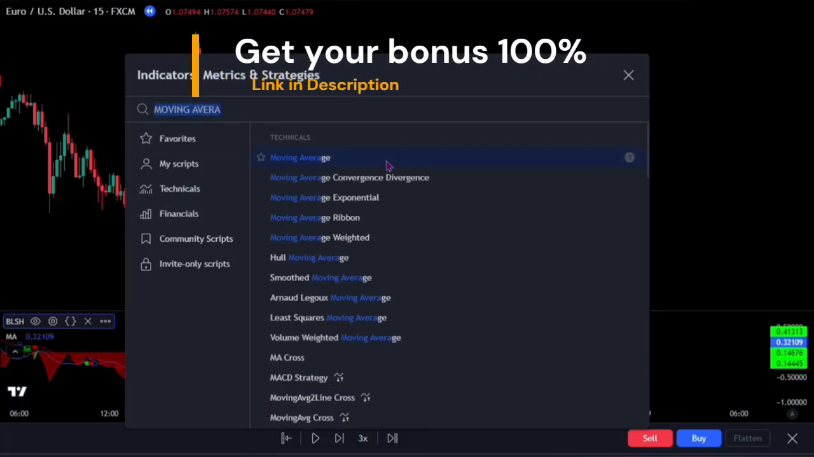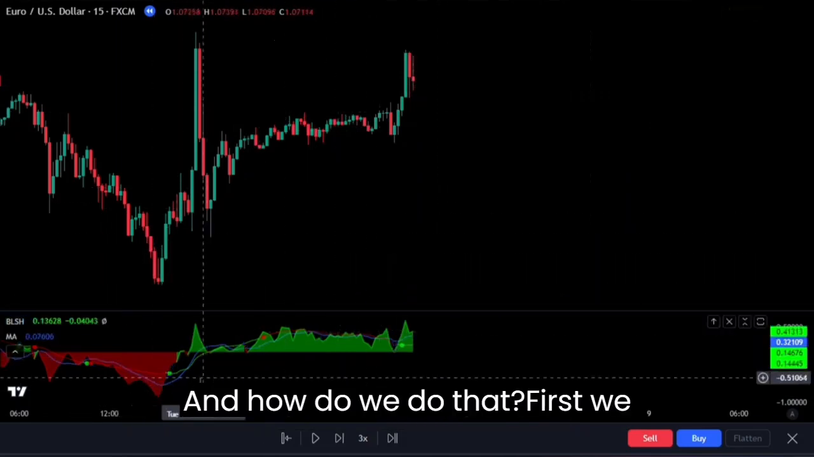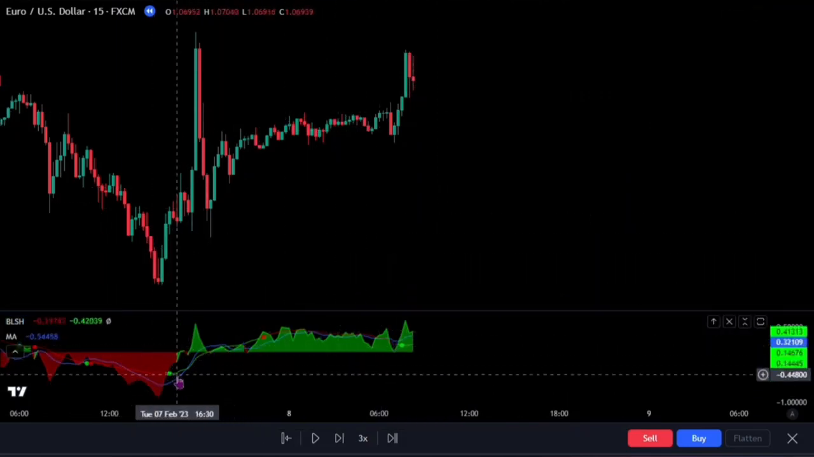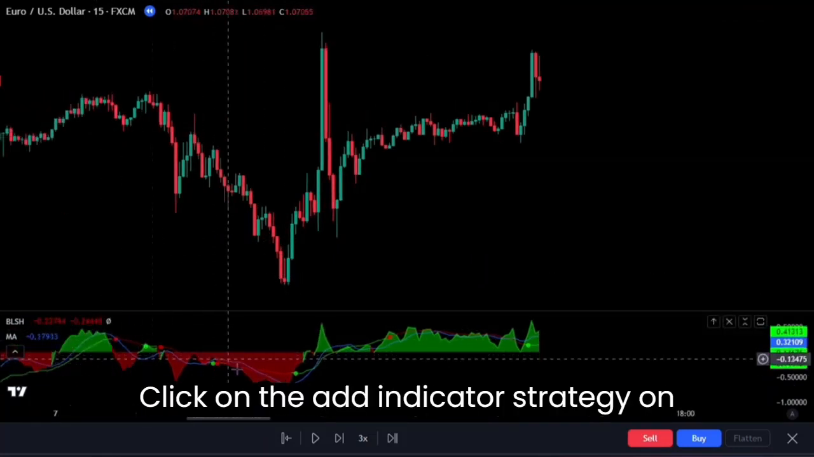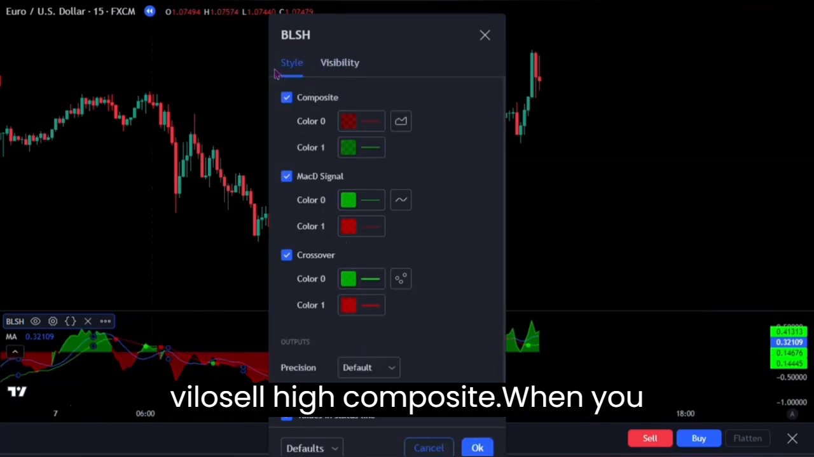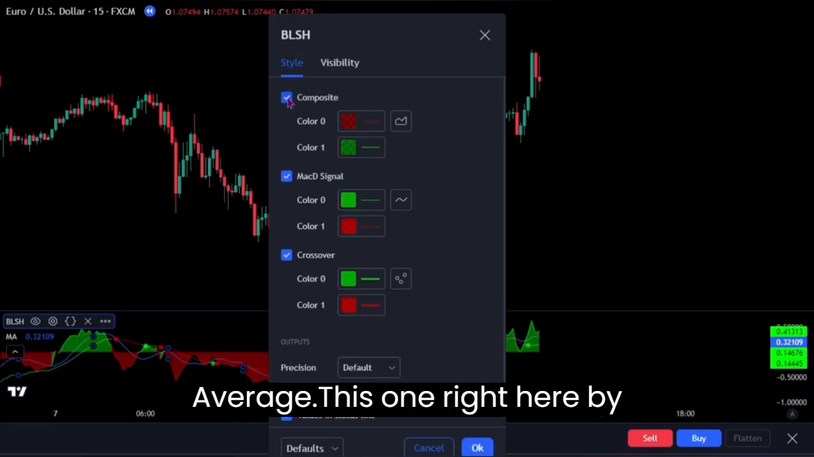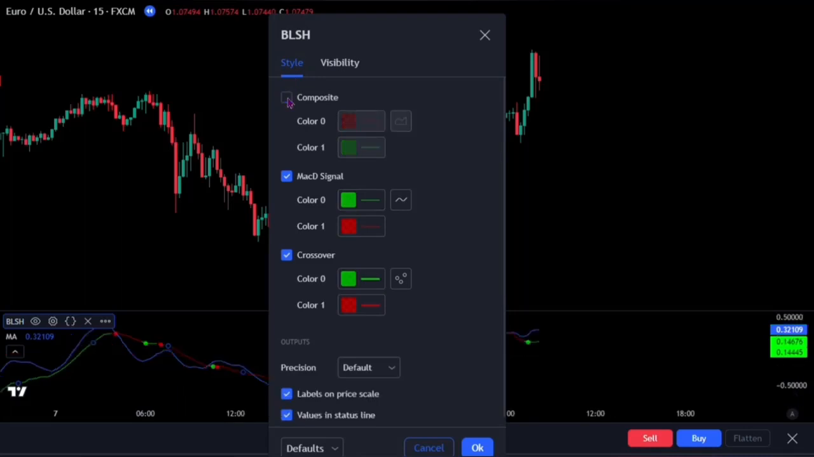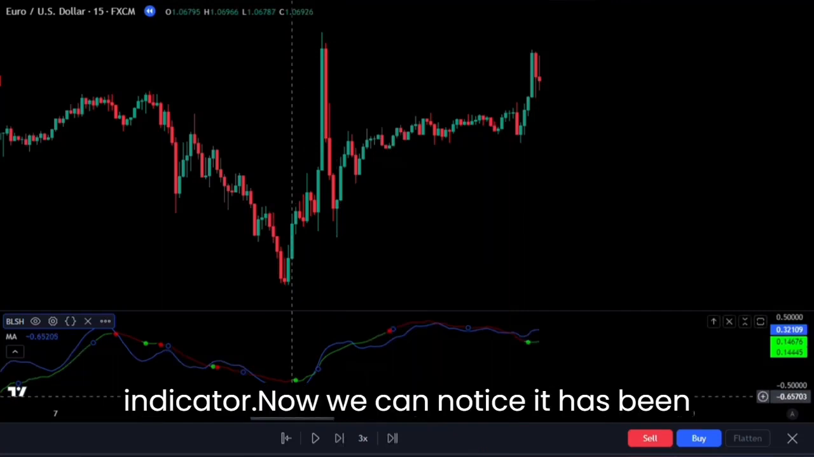We would first attach a moving average on to the indicator. And how do we do that? First, we would click on these three dots, then click on the Add Indicator / Strategy on Buy Low Sell High Composite. When you click on that, search for the moving average. This one right here, by TradingView. Click on it to add to the indicator.